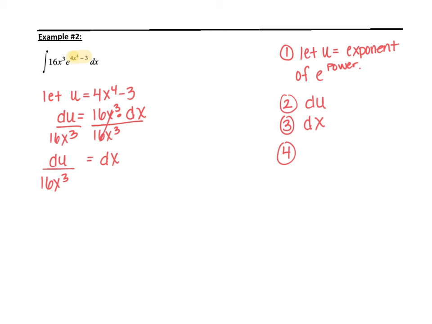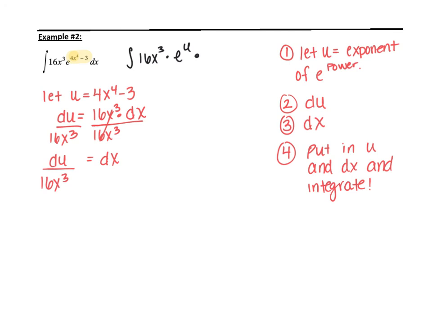Step 4, same as before, we're going to put our values into our integral. We're going to put in u and dx, and then we're going to integrate. So we're letting u be the exponent. So we're integrating 16x to the third times e to the u, and the dx is du over 16x to the third.